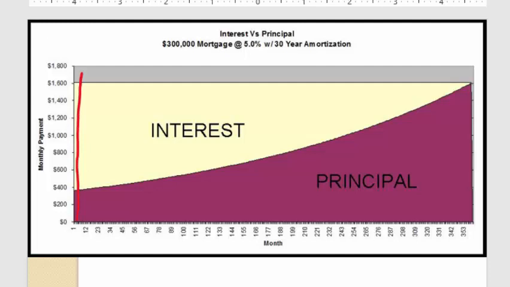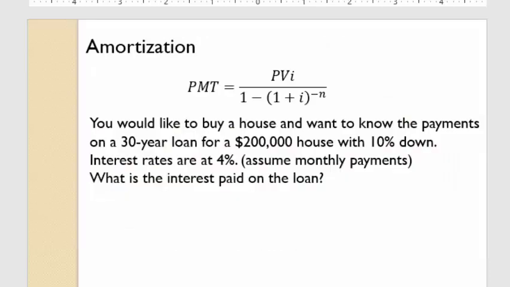Then as you go along making payments on the loan, the amount of principal that you pay will be higher, and the amount of interest in your payment will be lower. So in our amortization problems, we're going to be calculating what that payment amount is. The payment amount is going to be the same throughout the life of the term.